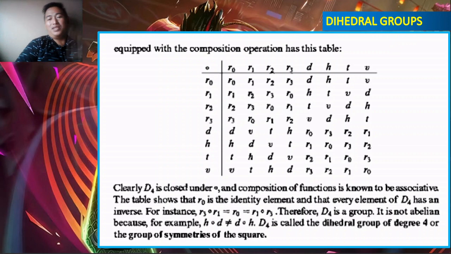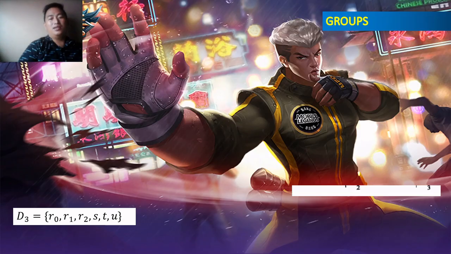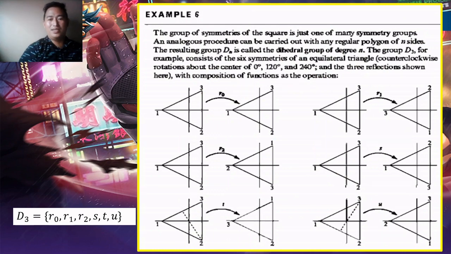Okay? Then there is D5 and D3. For D3 we use a triangle, because D4 is a square. D5 is a pentagon. Okay, let's go through D3 first. The group of symmetries of the square is just one of the many symmetry groups. An analogous procedure can be carried out with any regular polygon of n sides. For D10, your shape should have 10 sides.